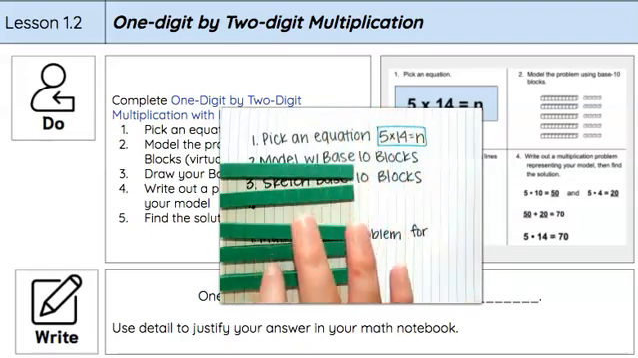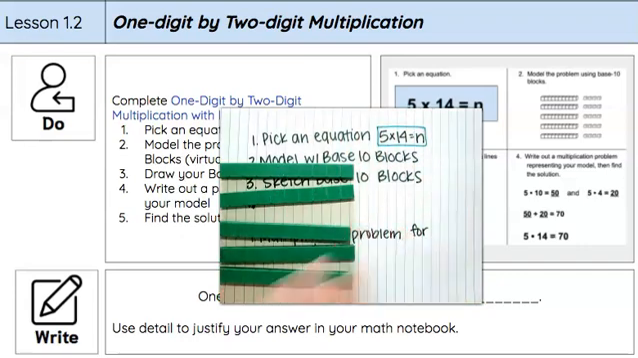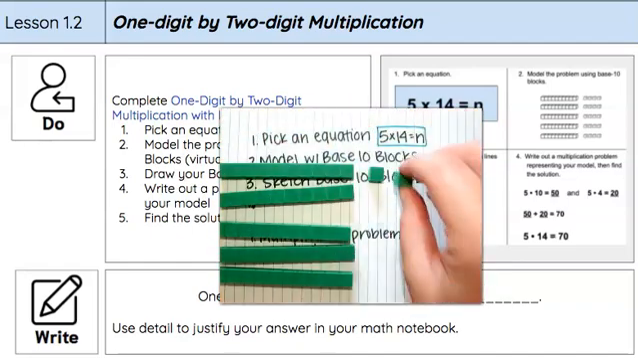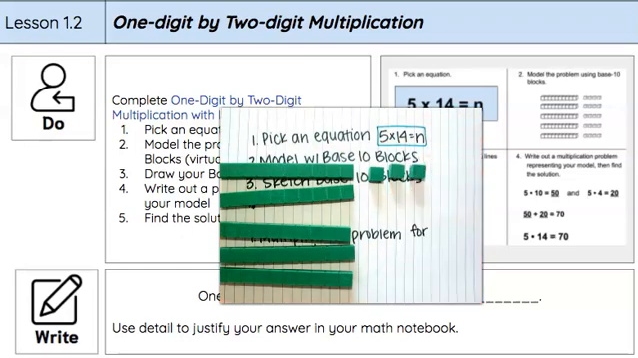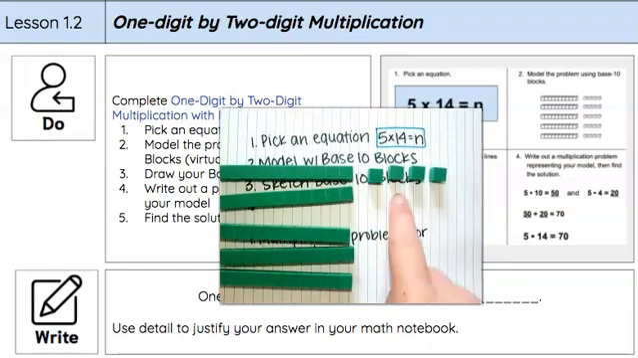So I'm not going to model all of it, but you can see I have my 1, 2, 3, 4, 5. I have my 5 times 10. And now I need to add my 4s to it to get 5 times 14. So I would take my base 10 blocks and go 1, 2, 3, 4. So now it's 5 down and 14 across, and I would actually fill in the rest of them there.